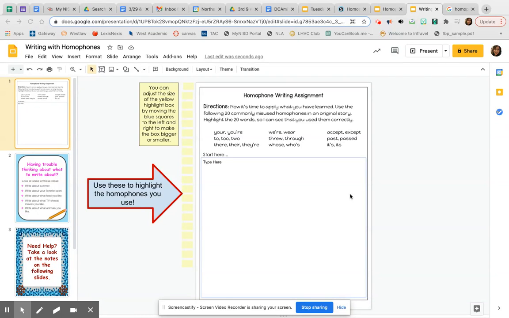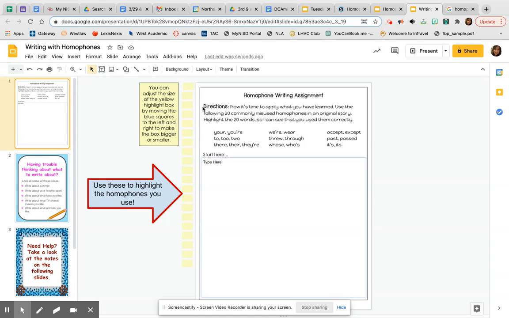Guys, for today's assignment, we're going to do some creative writing. So now that we've practiced correcting sentences with homophones that were incorrect, and practiced identifying and finding homophones that were used wrong, we are now going to write a story.